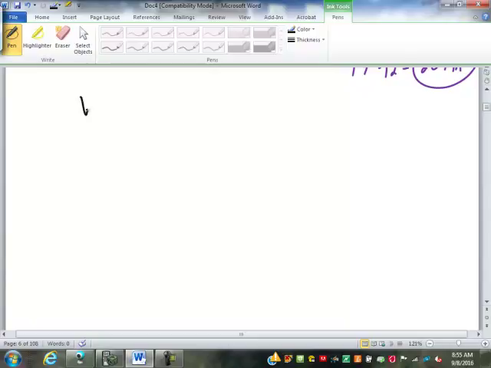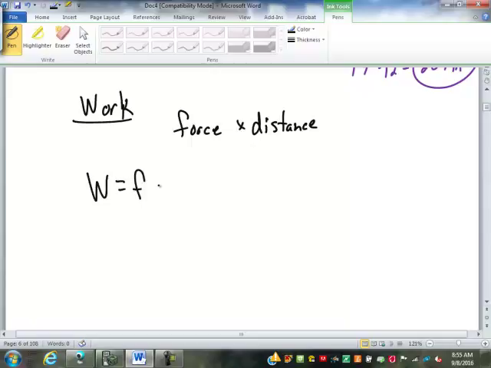Okay. Well, there are all sorts of other formulas out there that we can deal with. One is our formula for work. The scientific definition of work is a force over a distance. So a force times a distance. The more force you exert, the more work you're doing. The further you push it, exerting that force, the more work you're doing. So the formula ends up being W equals F times D.